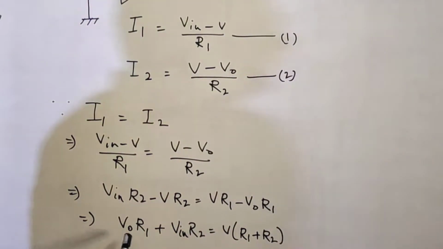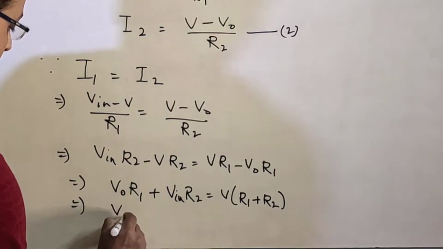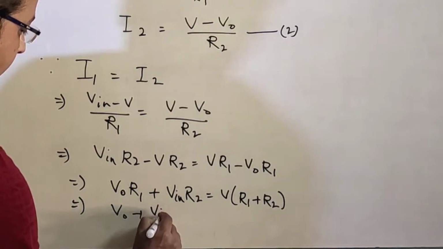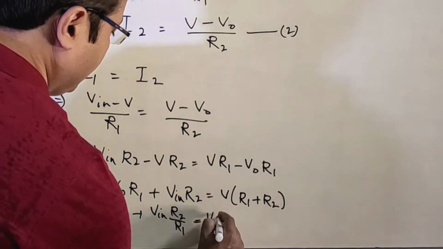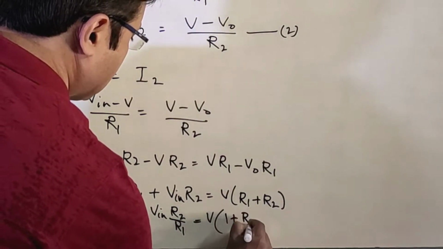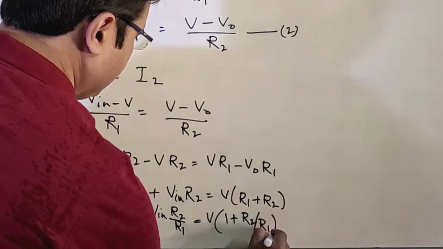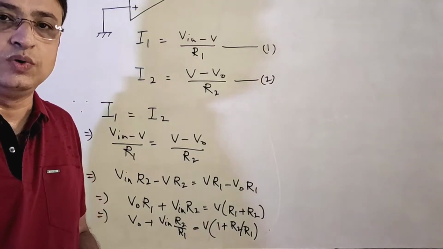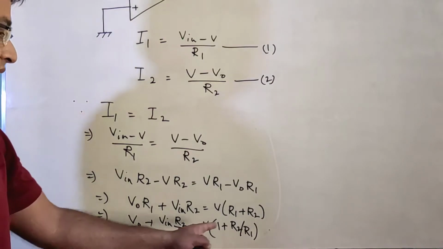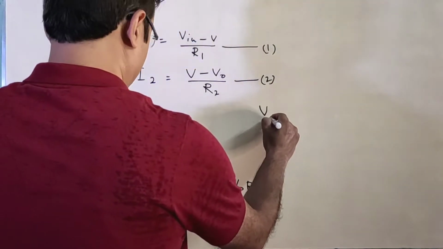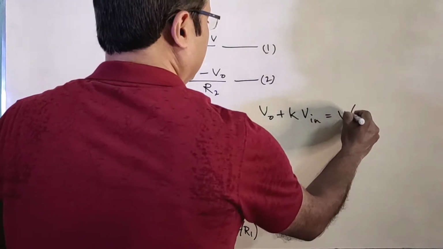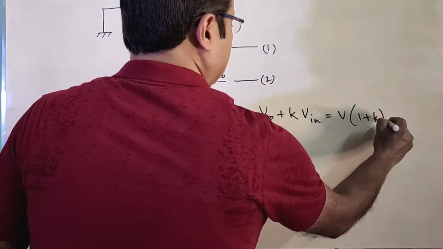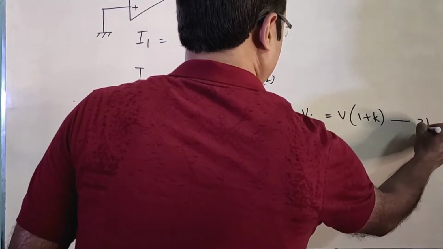Dividing the entire equation by R1, we get V0 plus Vin R2 by R1 equals V into (1 plus R2 by R1). Let us put R2 by R1 equals K, and that means this equation reduces to V0 plus K into Vin equals V into (1 plus K), and let it be equation 3.